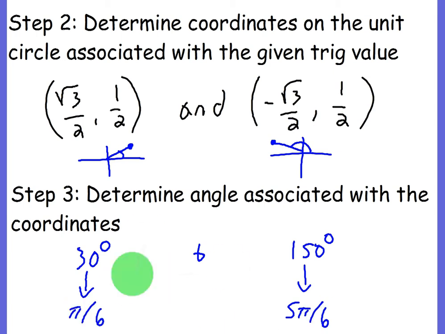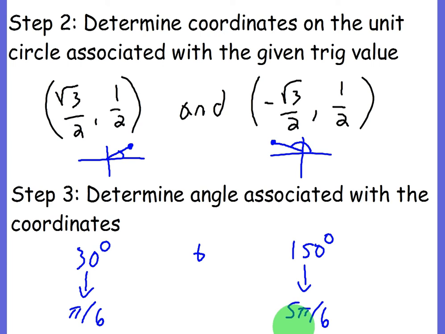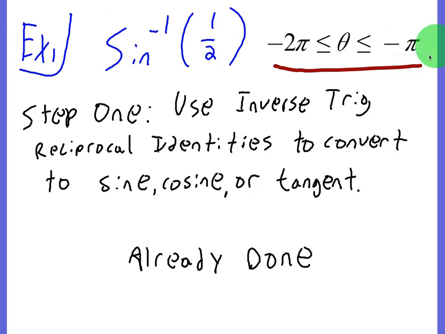So that gives us the two angles on the unit circle, or standard angles. However, those two angles do not fall between negative 2 pi and negative pi. So step 4 is to write our range with a common denominator. This is what tricks up a lot of students, but notice that the answers we got were in terms of pi over 6. So we can take our original range and write it in terms of pi over 6 and go from there.